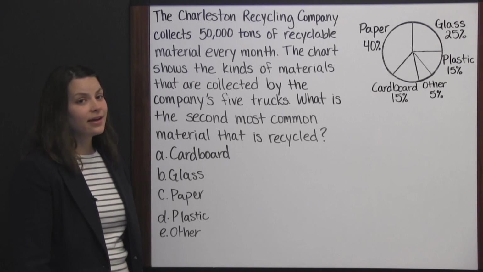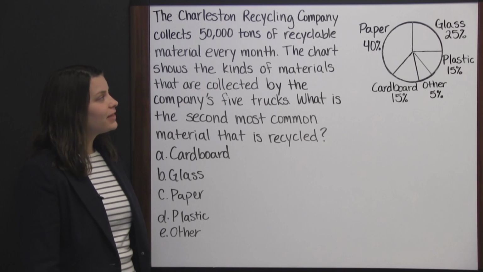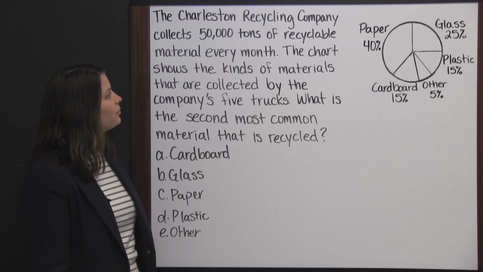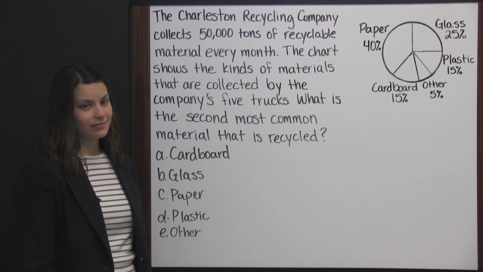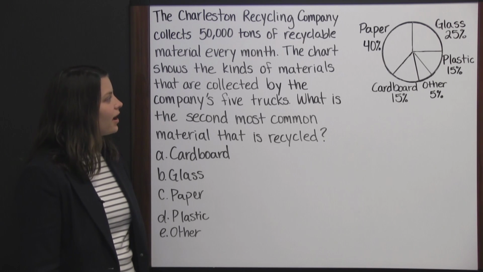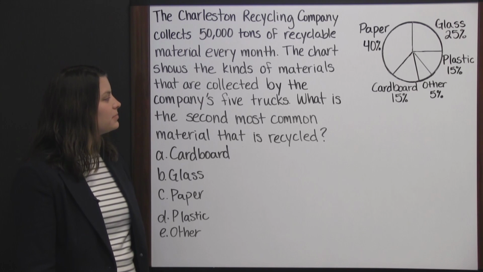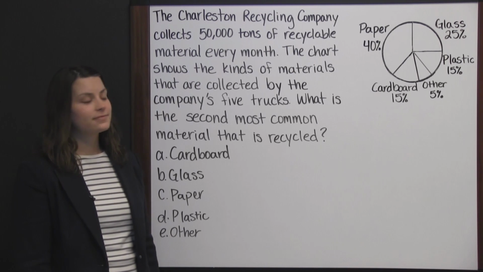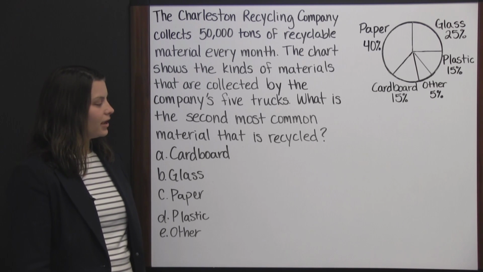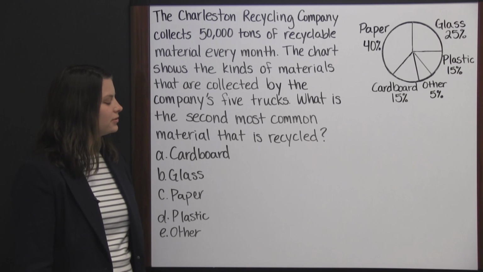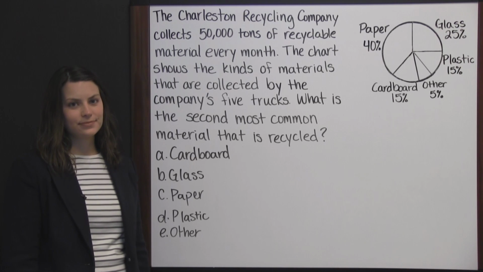The Charleston Recycling Company collects 50,000 tons of recyclable material every month. The chart shows the kinds of materials that are collected by the company's 5 trucks. What is the second most common material that is recycled?